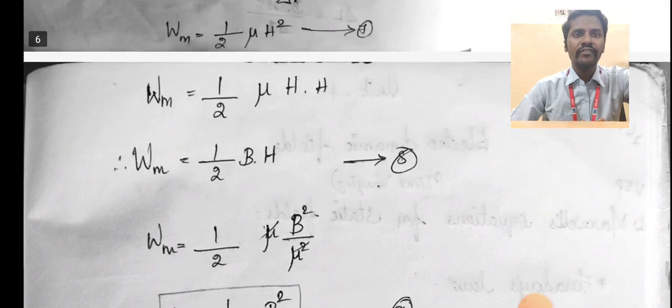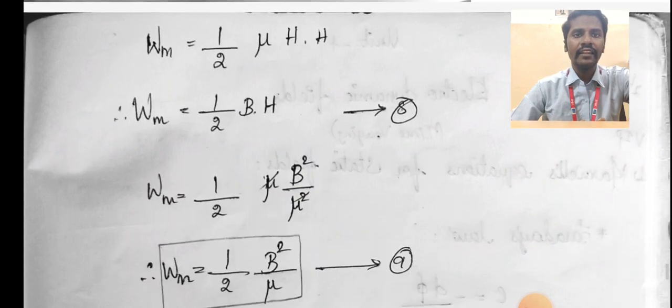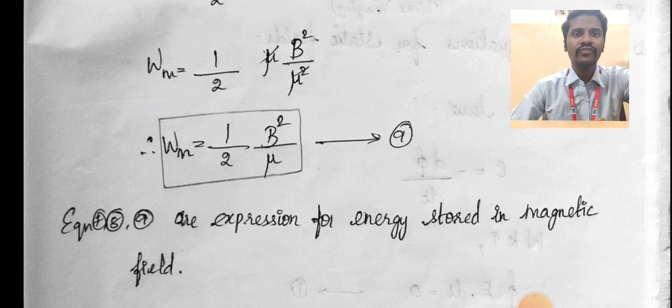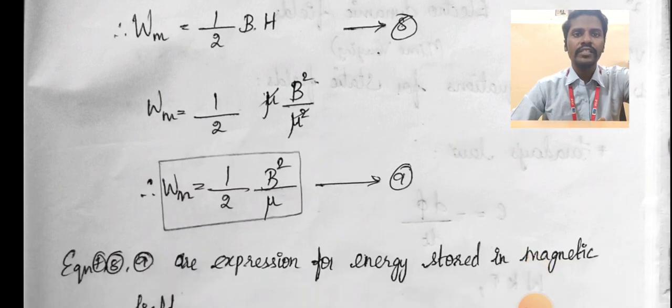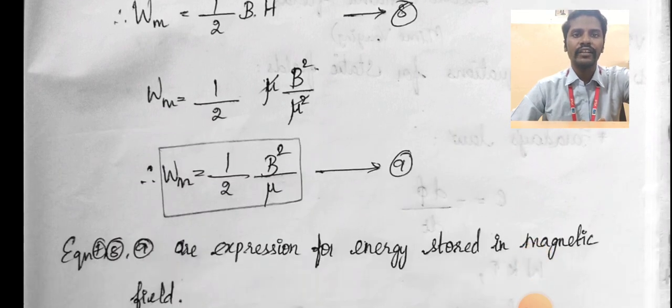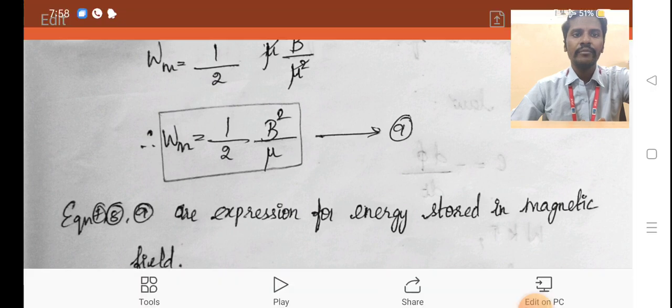These equations 7, 8 and 9 represent the expression for energy storage in the magnetic field in 3 different ways. But all 3 represent the energy storage in the magnetic field. With this we are completing magnetostatics.